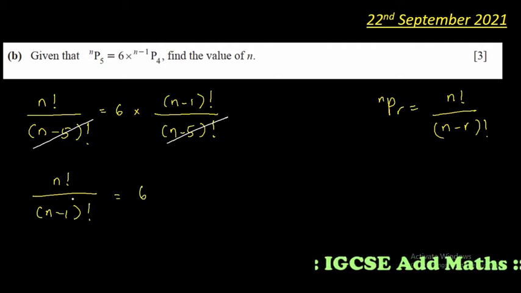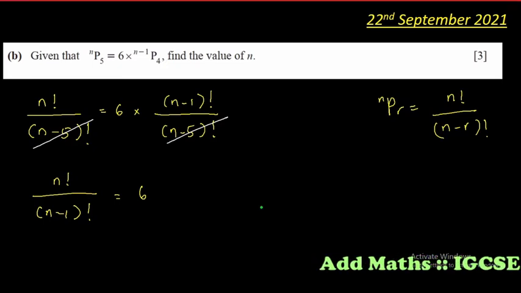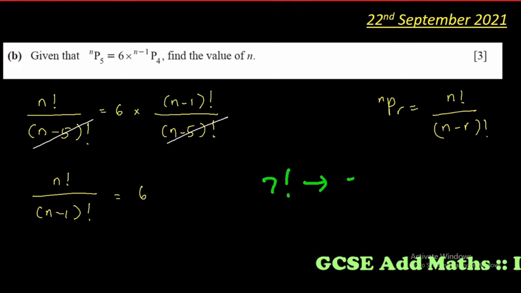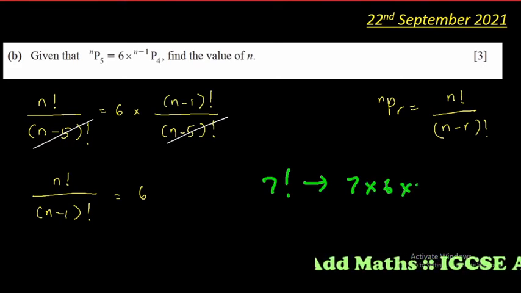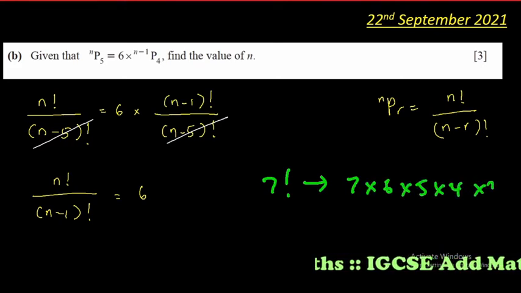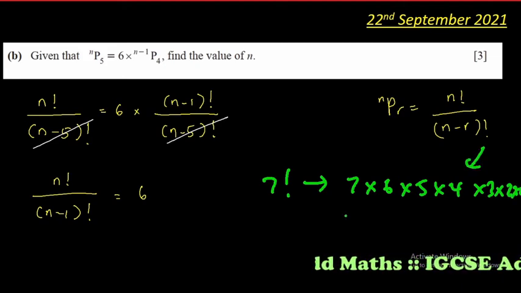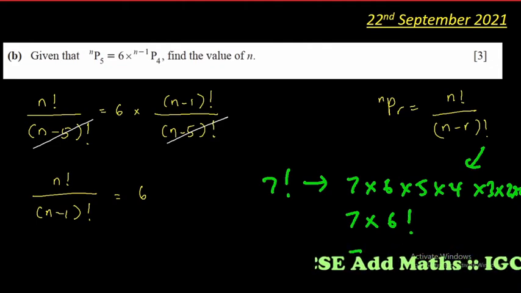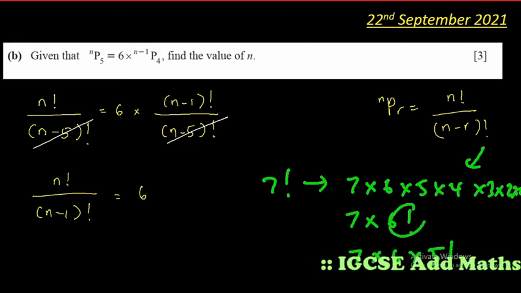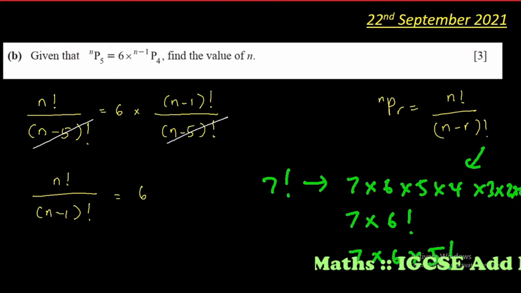I also told you yesterday, if you have 7 factorial, what does it mean? It means 7 times 6 times 5 times 4 times 3 times 2 times 1. If you're lazy to write like this, you can choose to write 7 times 6 factorial. You also can write 7 times 6 times 5 factorial if you're lazy to write until 1. You can stop in between, just put the factorial there.